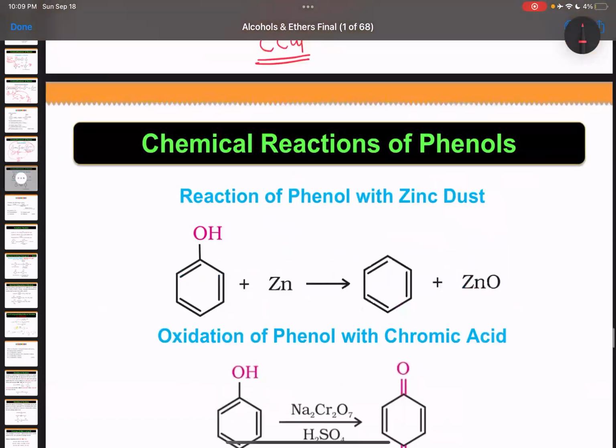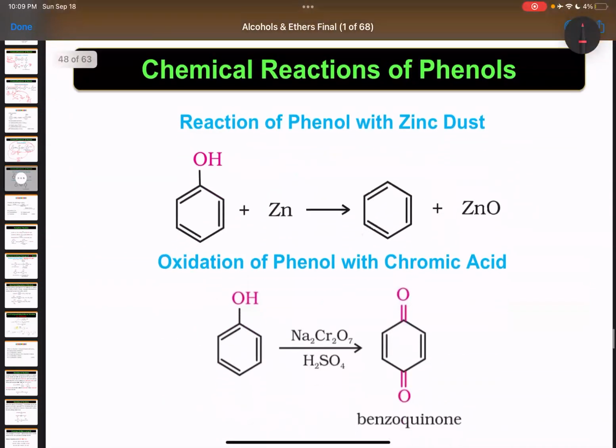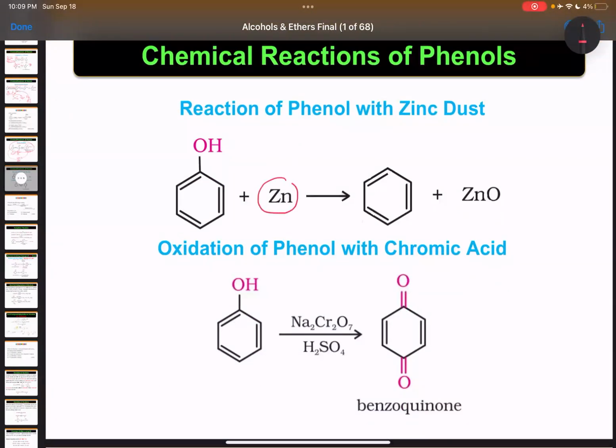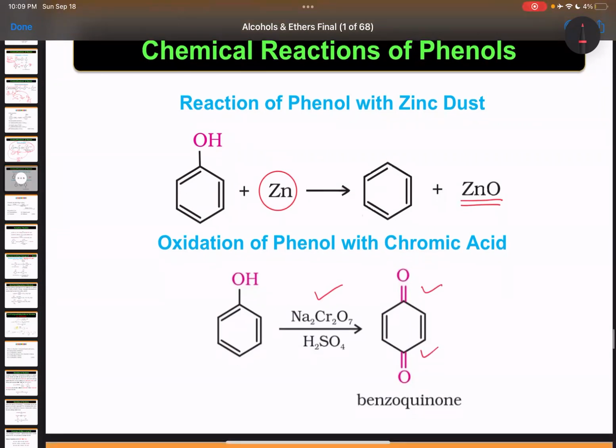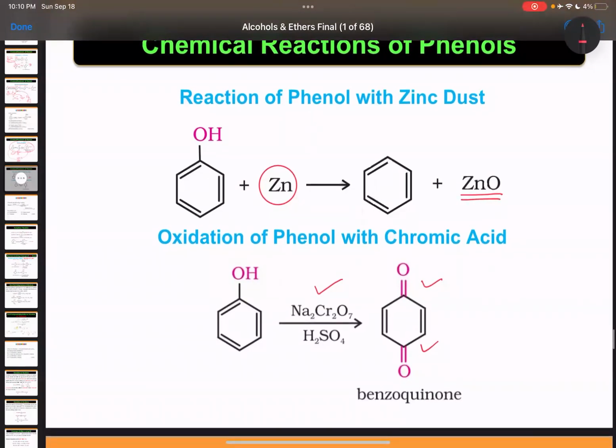So that was formylation of phenol and carboxylation of phenol, and this is the reduction and oxidation of phenol. Reduction: if you heat phenol with zinc dust, just one reaction, but very, very important. It is there in your NCERT also. It will remove the oxygen and you will end up with zinc oxide and benzene. And if you take a strong oxidizing agent, you're going to end up with two double bonds. Is it clear?